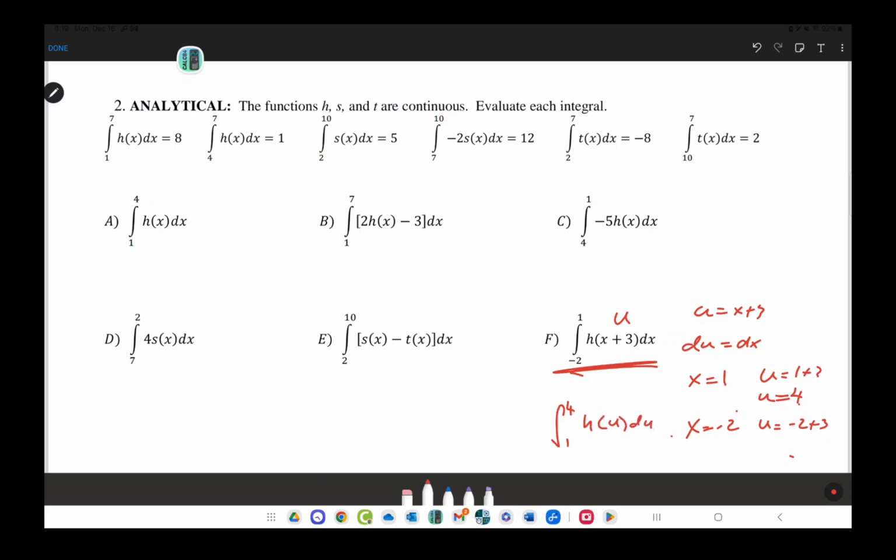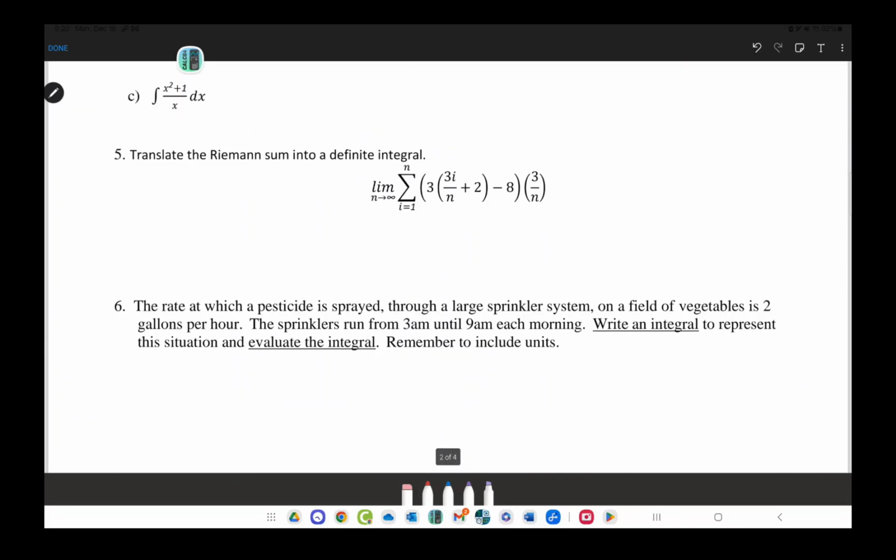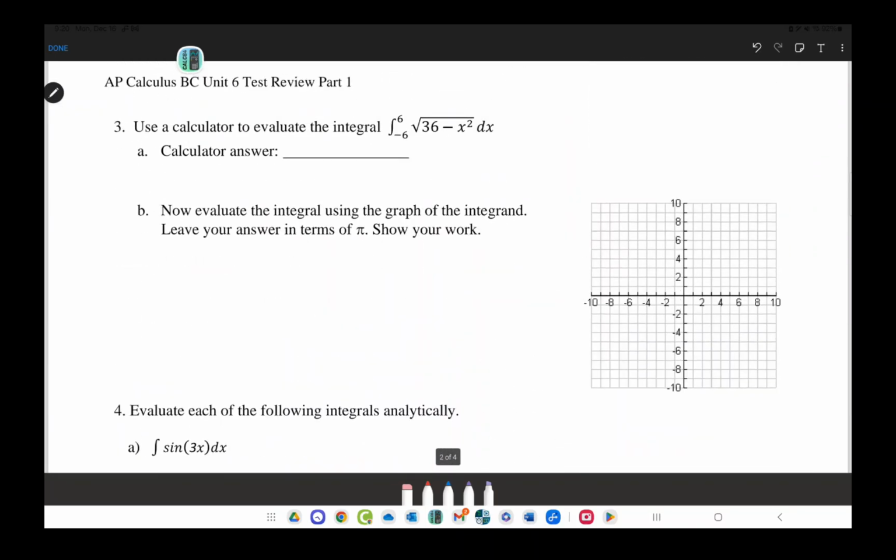When you do u substitution for definite integrals, it makes it easier if you put the bounds through it, so you don't have to substitute back. To find the bounds, plug both of the bounds into what was substituted for u. I don't think we did definite integrals anywhere else. Will you go back up to number 5?